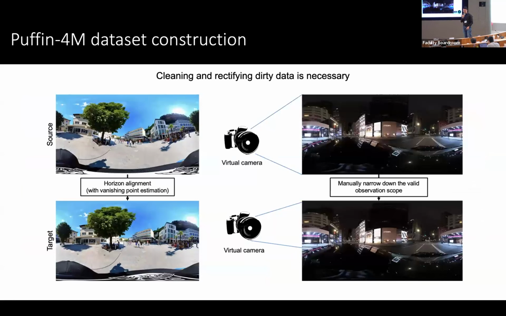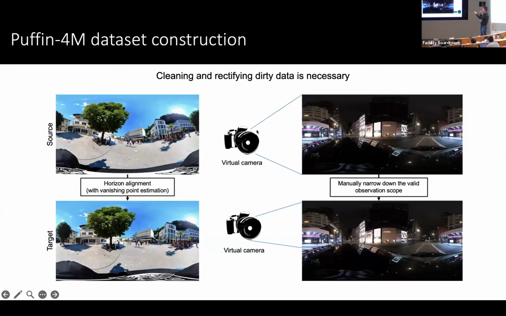We need to do some cleaning of the data before we can use them to train our model. First is to perform horizon alignment, because some of them are not really aligned with the horizontal line. With some vanishing point estimation, we can correct the horizontal level of the image so that we can capture more accurate perspective images.